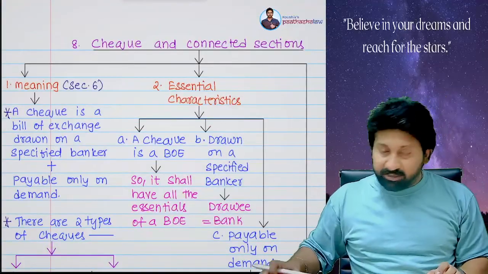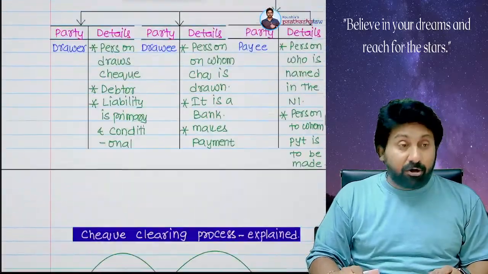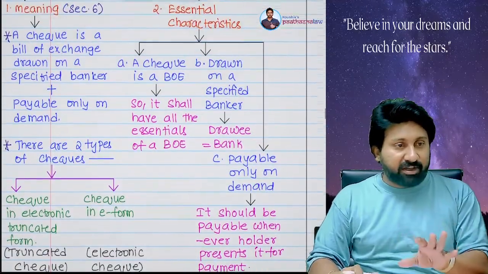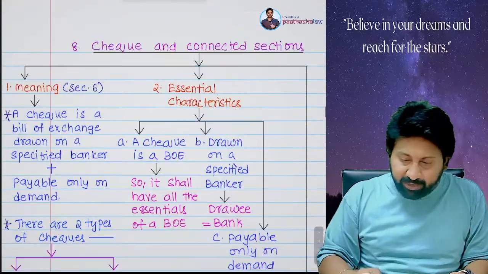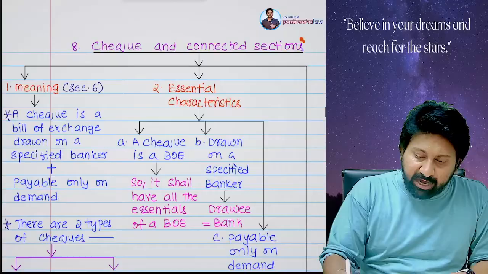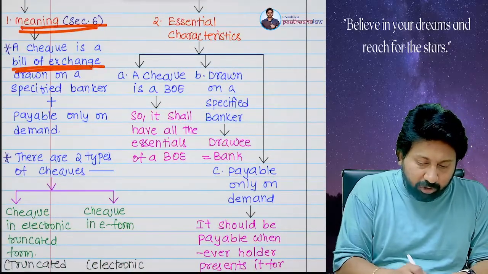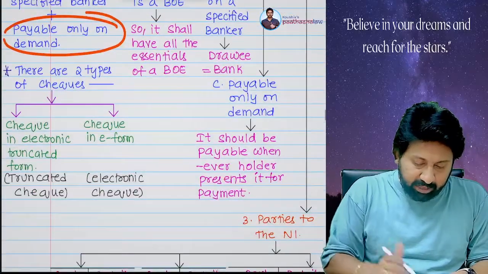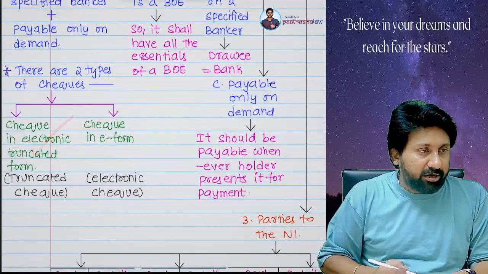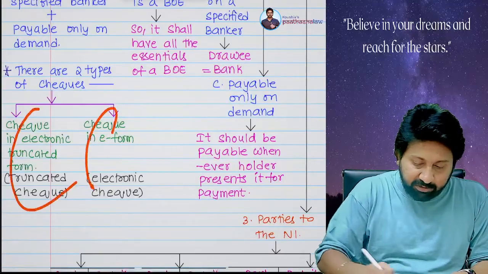So next concept, check. Okay, the next concept is check. Check will take a lot of time, even with regard to fast revision only, because there are so many concepts attached to check as well. Okay, let's complete check and connected sections. Meaning of a check: a check is a bill of exchange drawn on a specified banker and payable only on demand. There are two types of check: check in electronic truncated form, and check in e-form. So what is the difference between these two things?